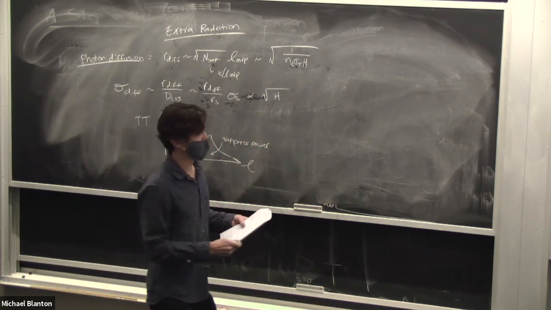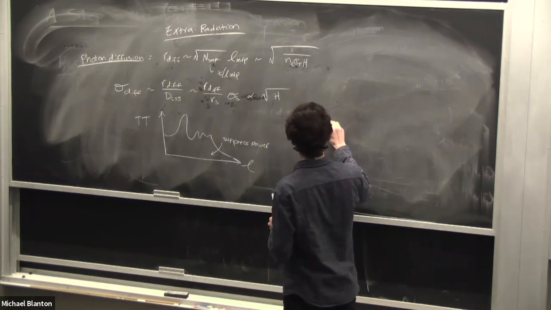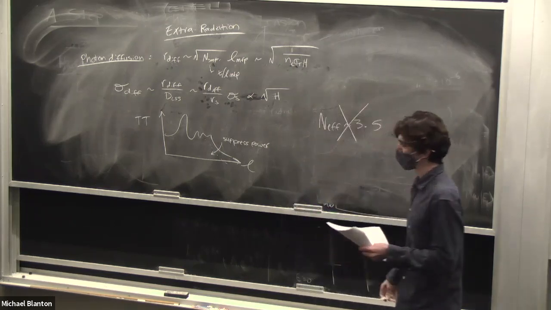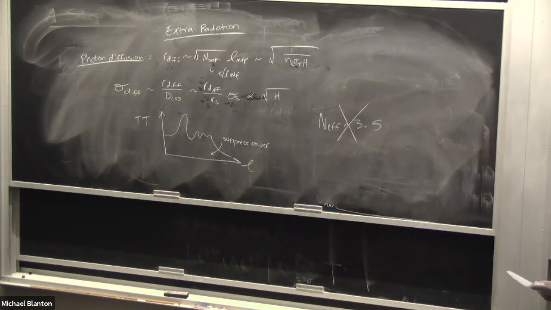So for this reason, an N_eff of say 3.5 is not a viable solution. The CMB does not allow that.